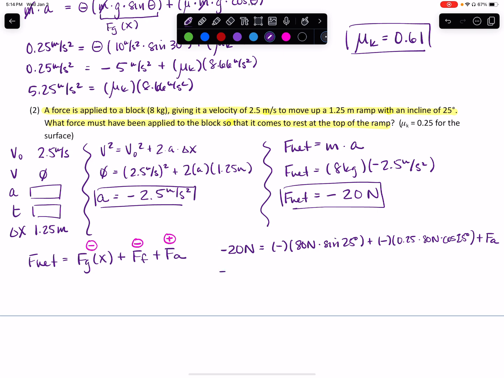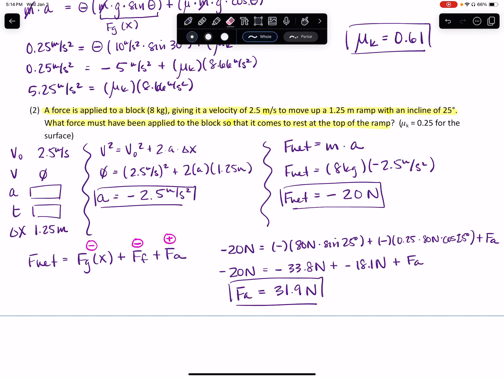So negative 20 newtons equals negative 33.8 newtons for that gravitational x component, and then negative 18.1 newtons for my frictional force, and then my applied force. If I move the 33.8 and the 18.1 to the other side, I find that I need to have applied a force of around 31.9 newtons to get the box to move up that ramp.